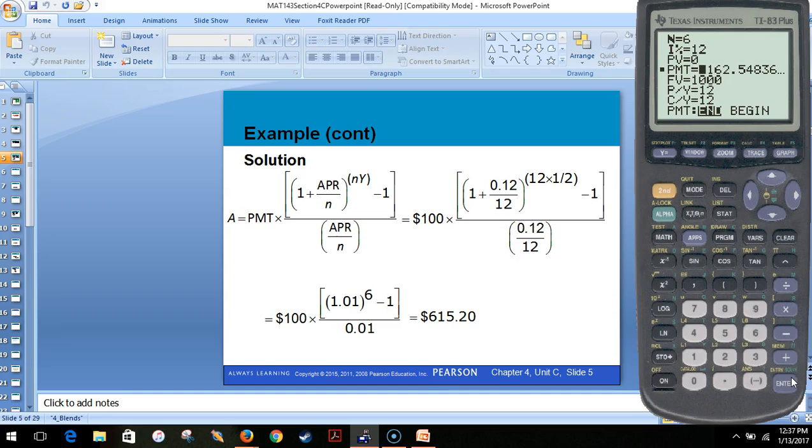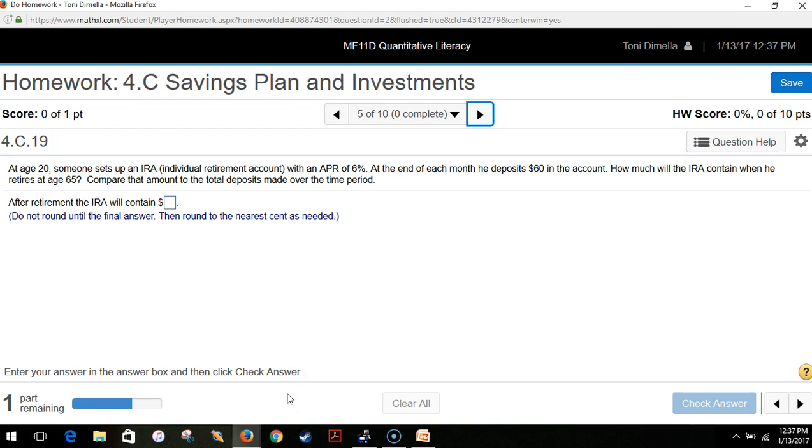At this point, I'm going to pull up some of the homework problems, so that you can see the different spots that you would need to substitute some numbers in. So at age 20, somebody sets up an IRA, a retirement account. Their APR is 6%. This is going to be compounded monthly. At the end of each month, and beginning and end does make a difference. Most of the time when we're talking about these types of questions, it will be at the end. He puts $60 in the account. How much would this account have when he retires at 65? So we're talking about 45 years, every month putting in $60.